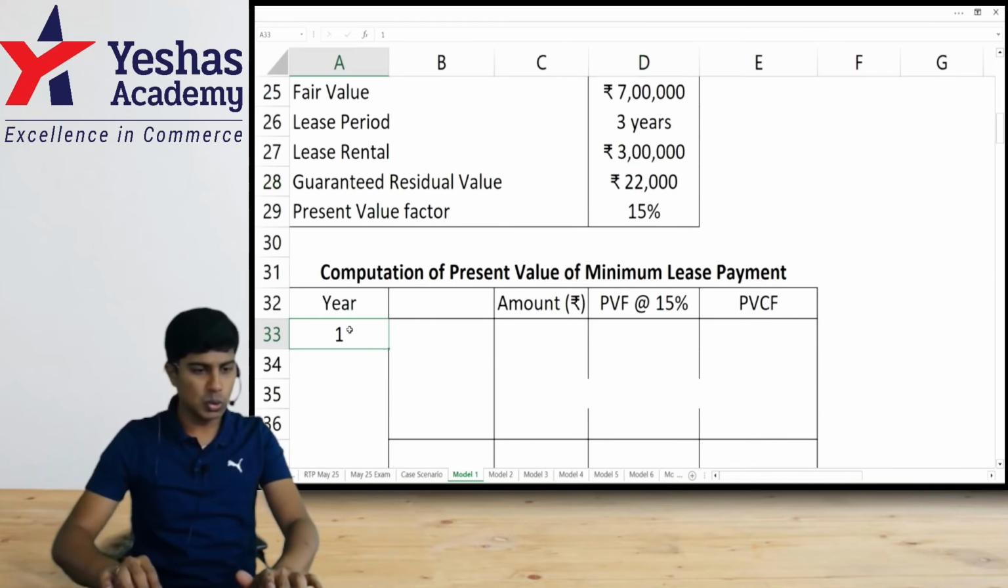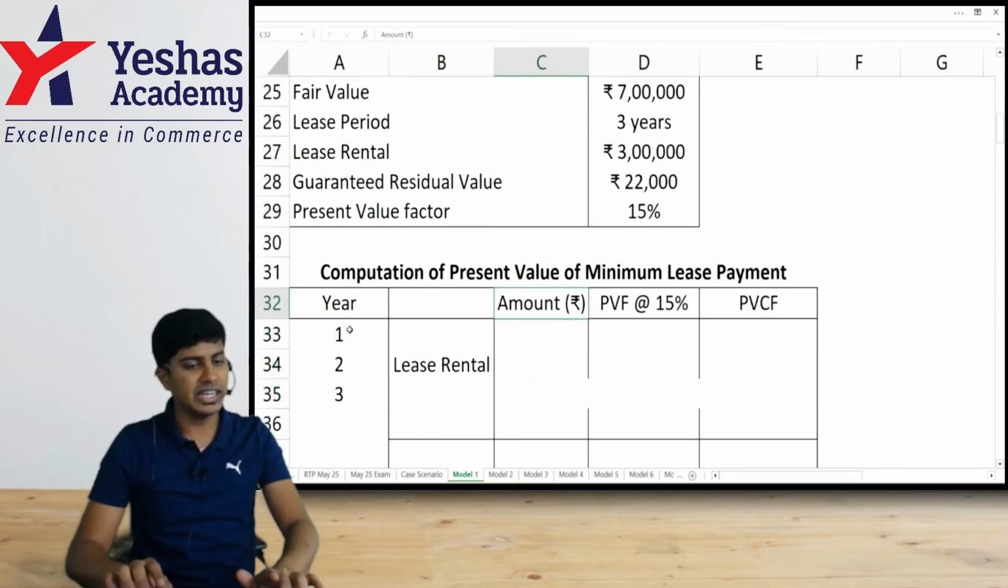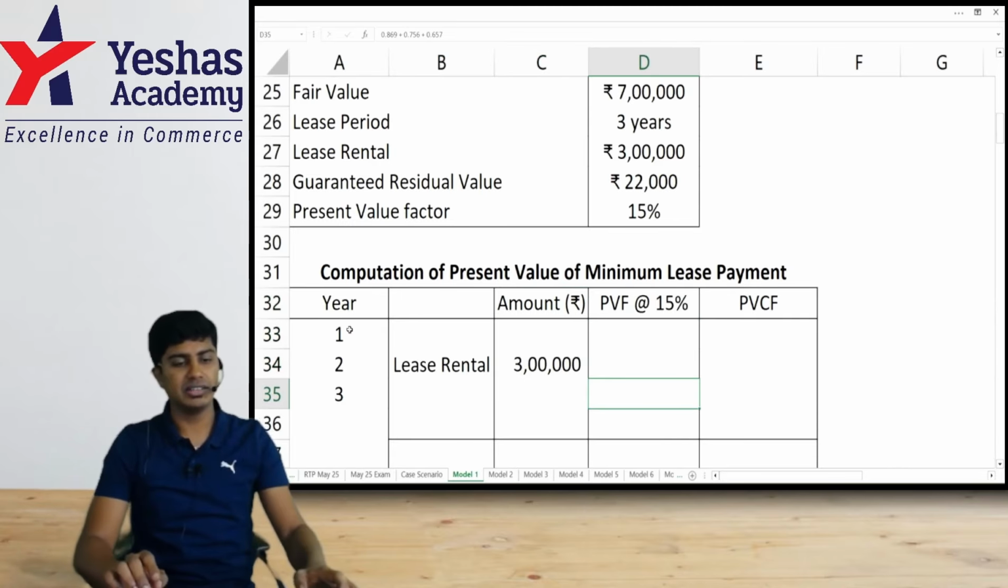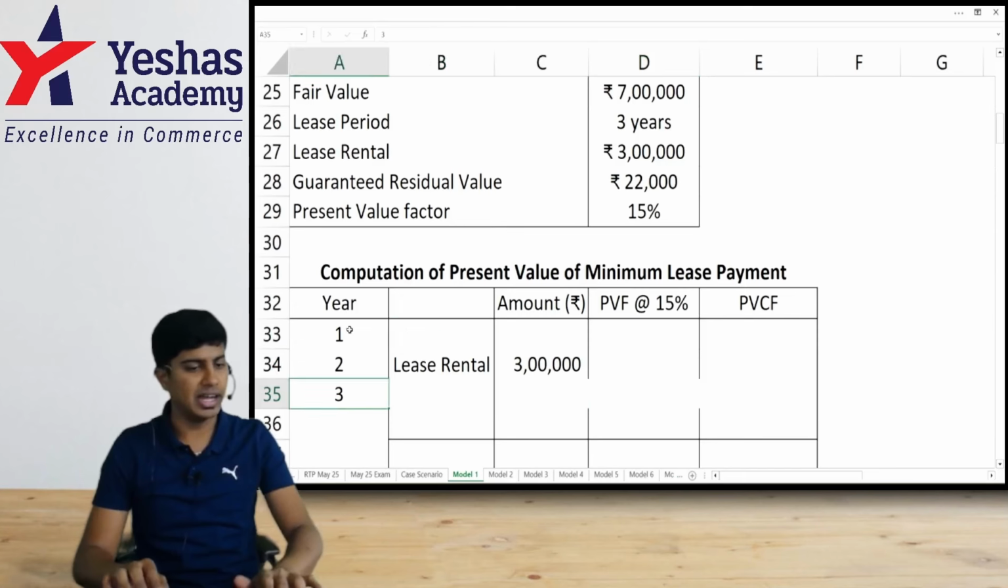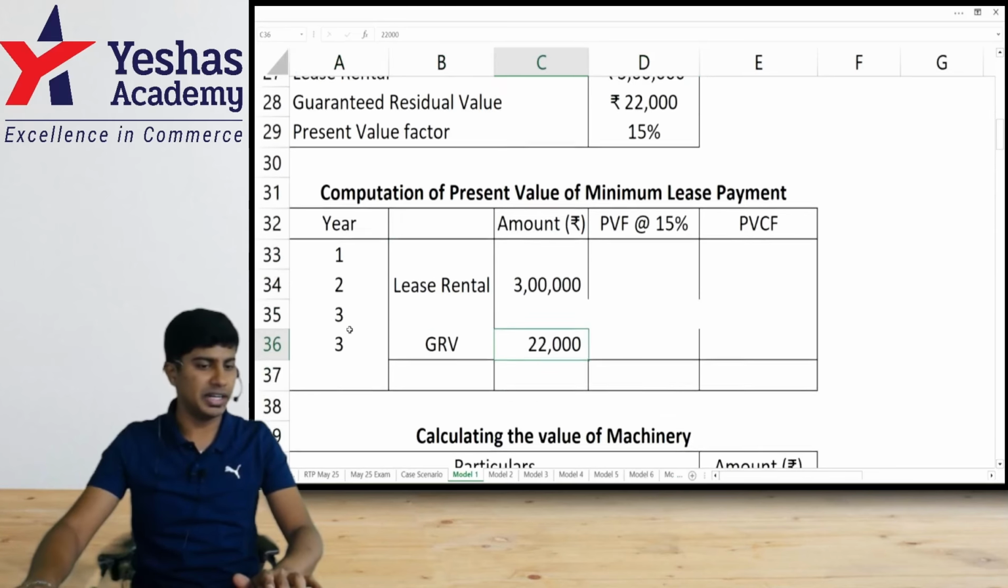Here, years 1, 2, 3. Lease rental 3 lakh. How much? 3 lakh. I'll find the annuity factor. They've given 0.869 and 0.756. Before that, I'll write third year guaranteed residual value 22.